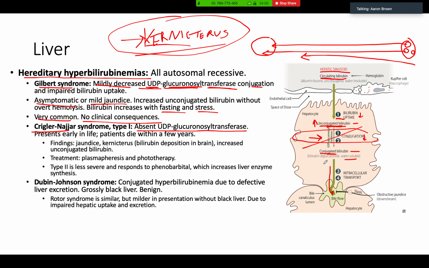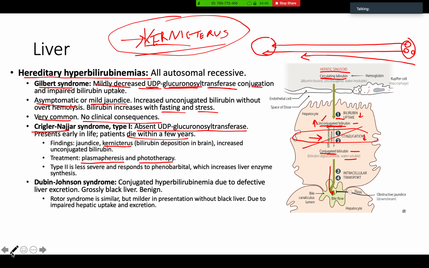That unconjugated bilirubin is going to build up in the basal ganglia. Our babies are going to end up with kernicterus, and it ends up being fatal, unfortunately. Patients die within a few years. You can sort of delay death essentially by using plasmapheresis, cleaning the plasma of any unconjugated bilirubin that's there. Phototherapy will temporarily turn this unconjugated into conjugated, but it's a temporary measure. You have to keep the baby under the light forever essentially, and that's just not feasible.